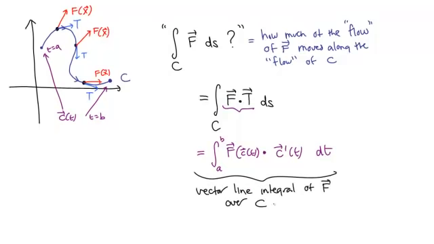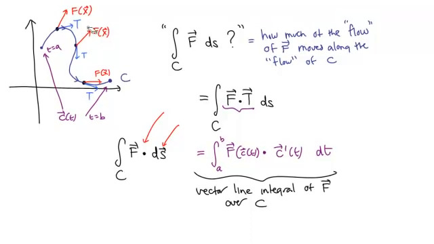This is sometimes called the vector line integral of f over c. And the symbol that's used to denote it is the integral of f dotted with ds, with a little arrow over the top. The symbol is chosen to remind us of two things. First off, that we have a dot product, and secondly, that the flow of the curve has meaning this time around.